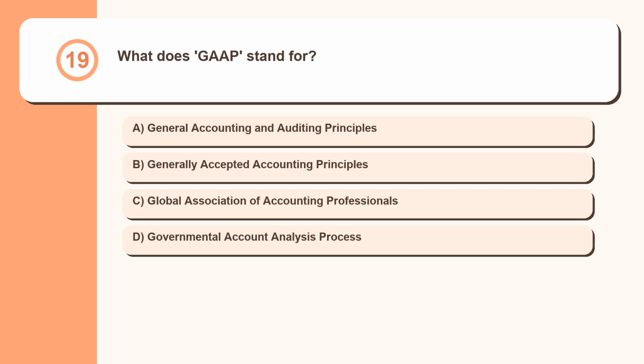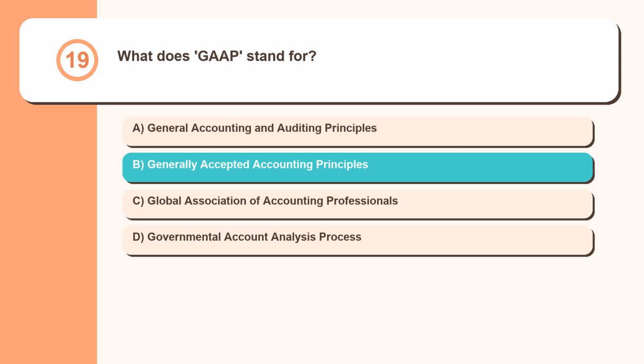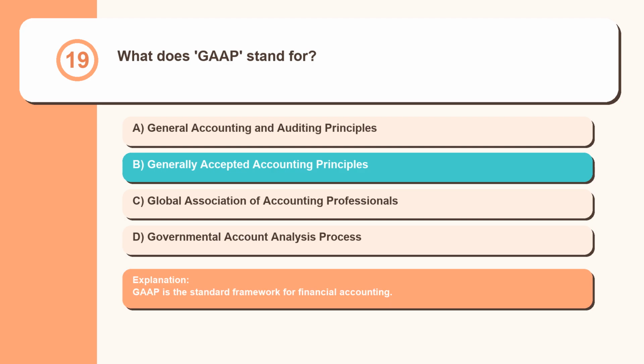Question 19. What does GAAP stand for? General Accounting and Auditing Principles. Generally Accepted Accounting Principles. Global Association of Accounting Professionals. Governmental Account Analysis Process. GAAP is the standard framework for financial accounting.